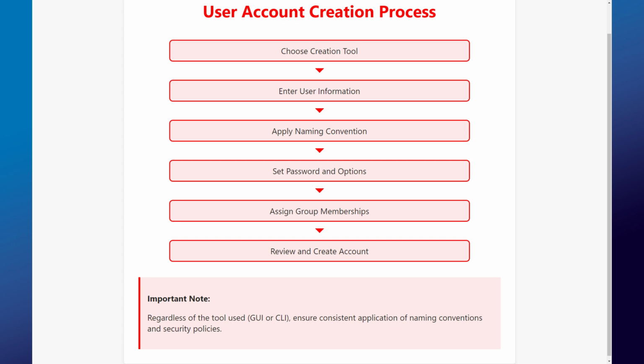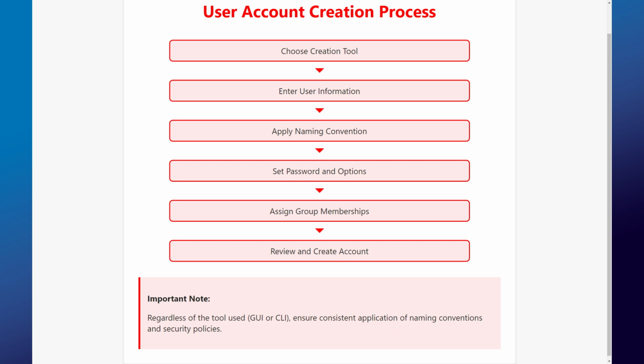Set password and options. Security settings are configured at this stage. Set a strong initial password. Determine password policies, for example, user must change password at next logon. Configure account options, for example, account is disabled until approved. Set any time restrictions or account expiration dates if applicable.